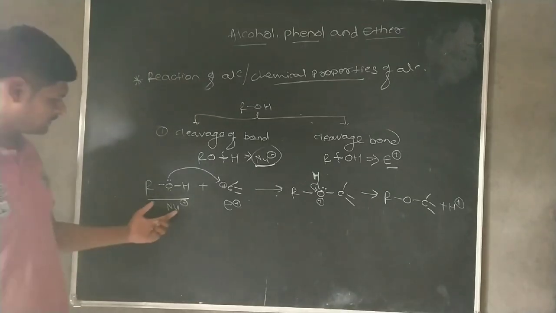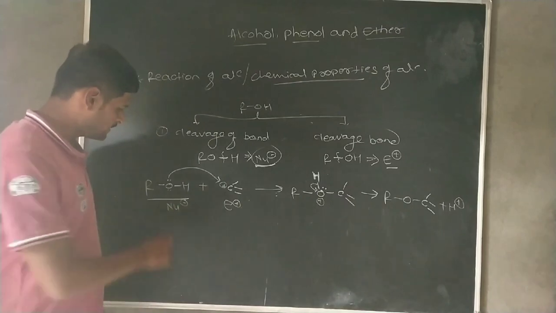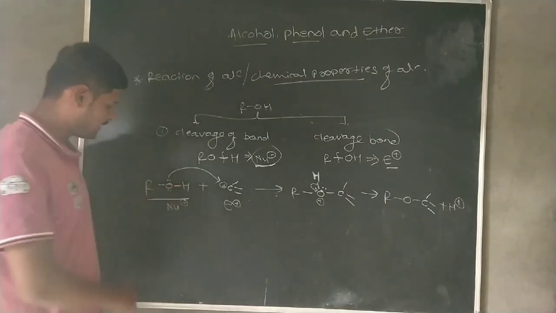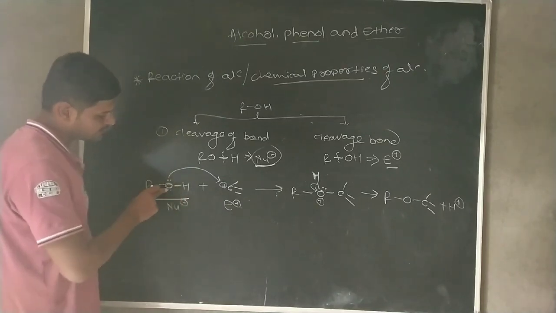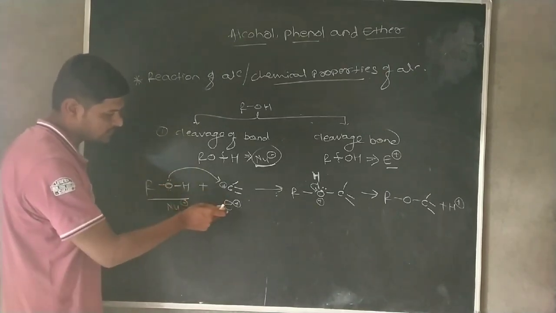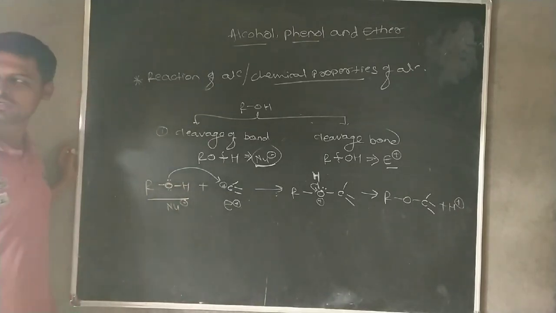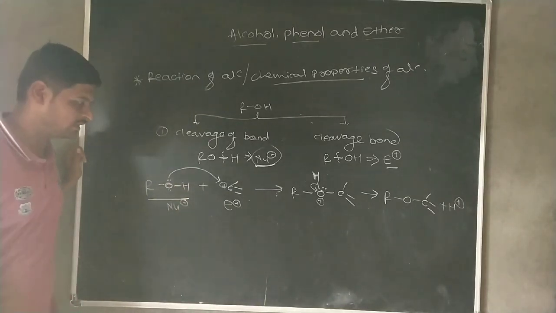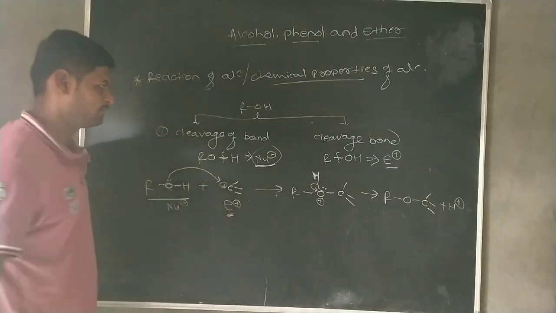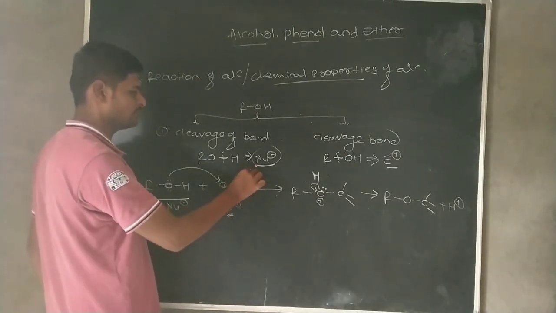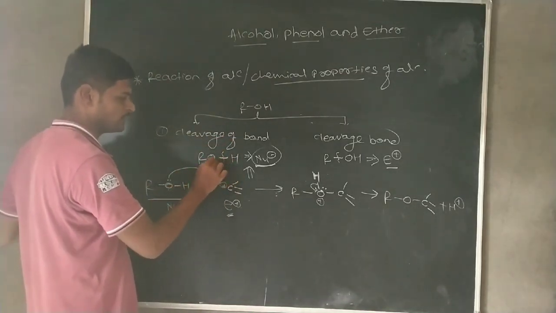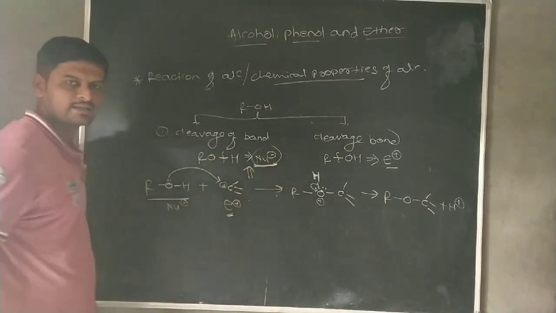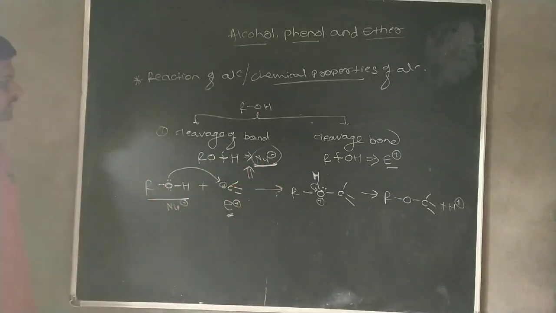In this case, if the alcohol acts as a nucleophile, then the attacking center in the alcohol is the oxygen. This attacking center of oxygen always attacks the electrophile. That means if the alcohol acts as a nucleophile, it always attacks the electrophile. Okay, this is a common mechanism of cleavage of the bond between oxygen and hydrogen atom. After breaking of this bond, the alcohol acts as a nucleophile. This is a common mechanism.